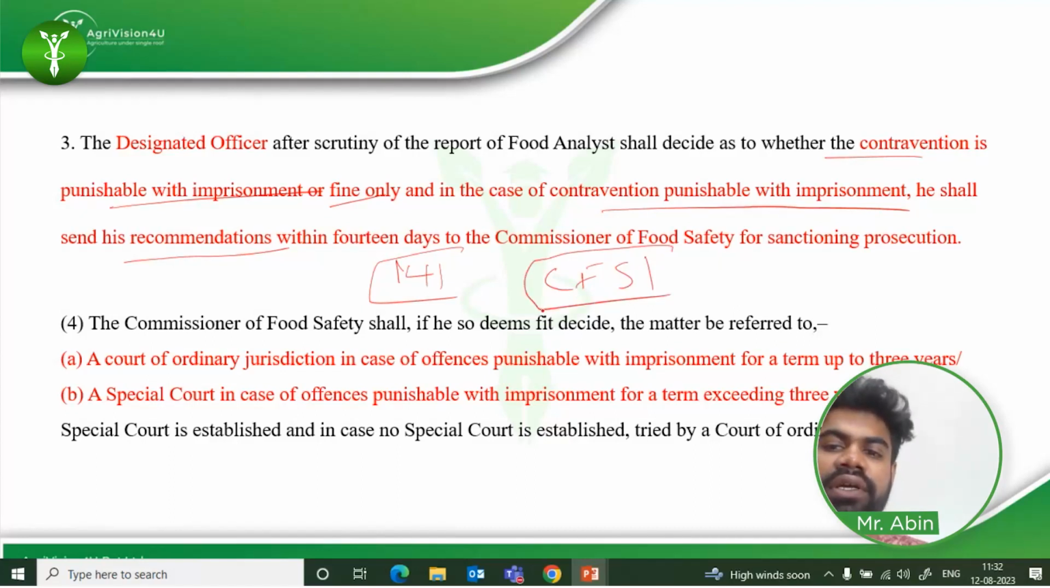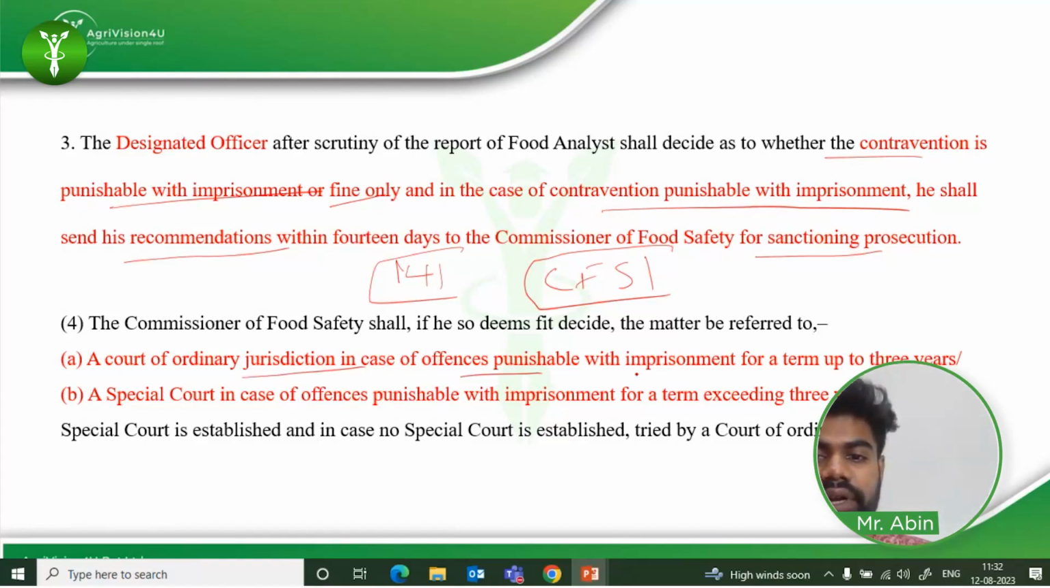Same thing which we have decided and discussed earlier also. For sanctioning prosecution, he will be sending his recommendations to the Commission of Food Safety within a time of 14 days. The Commission of Food Safety will be seeing these cases, and he'll be referring these cases to a court of ordinary jurisdiction.